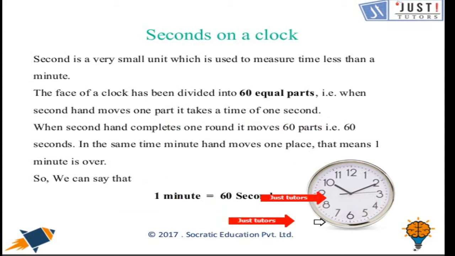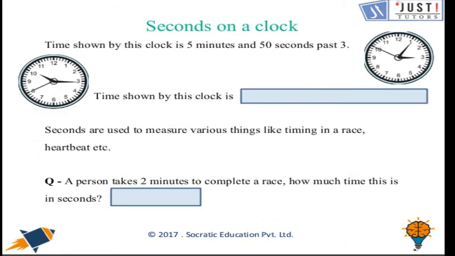You must have seen a clock like this. So here this bigger hand shows minutes, the smaller hand shows the number of hours, and in addition to that there is another hand which you have seen moving continuously, and that is called the second hand. Now let's move forward and try to read the given clock. So the time shown by this clock is 5 minutes and 50 seconds past 3.